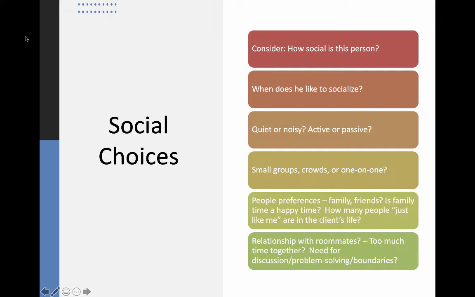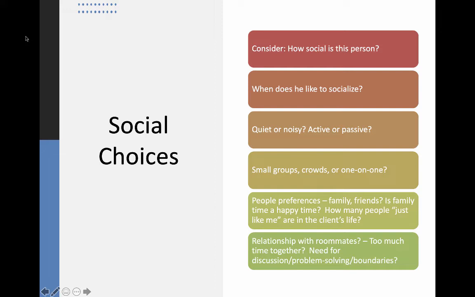So in this category, we're going to talk about the social life of people, or the social choices that people have, and the role that they play in shaping people's behavior. And this starts with a bit of assessment, as is always the case. We have to really think about how is this person social and how social is this person. They sound similar, but they're not the same question.